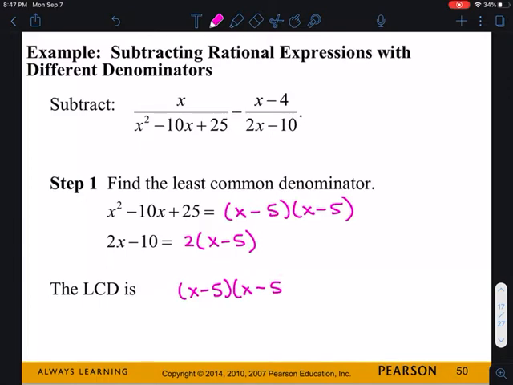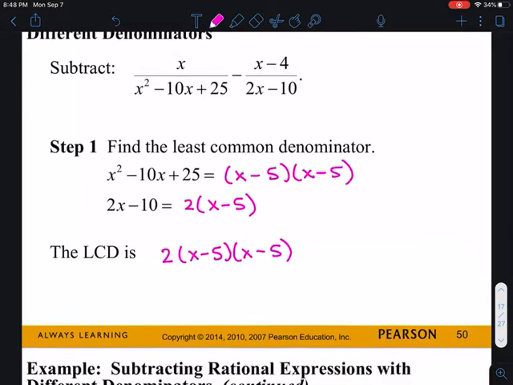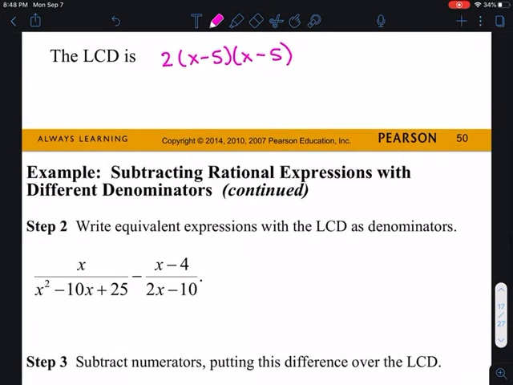So our least common denominator, we're going to have an x minus 5 and an x minus 5. They said to list out what was in the first fraction's denominator and then add to it anything that was missing from the second. Well, we already had that x minus 5. We also need that 2. And remember, numbers always go in the front of your factored out form. So now from here, step number 2, we're going to write equivalent expressions with the LCD as denominators.